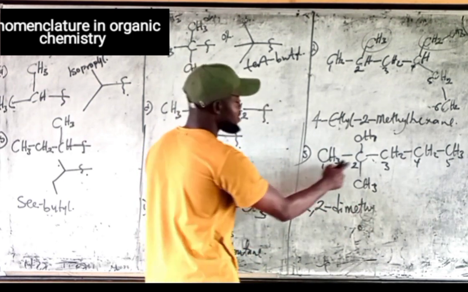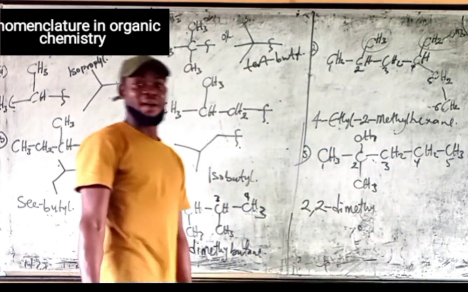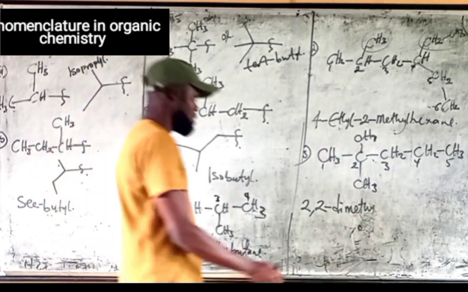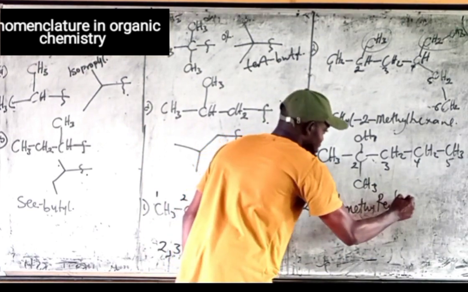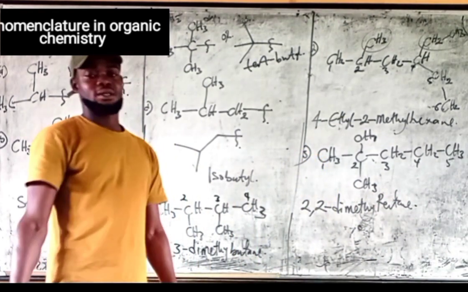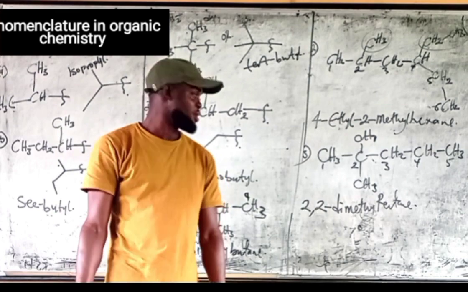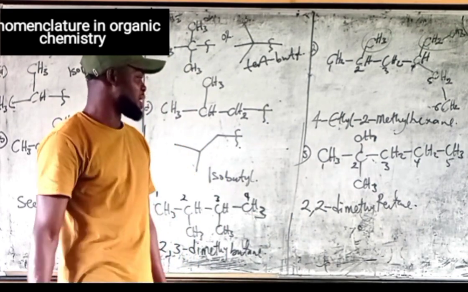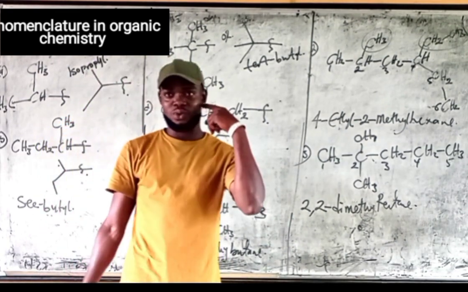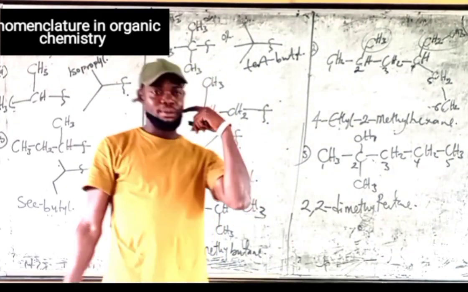And what's the full name? 1, 2, 3, 4, 5. And number 5, if you go and check, is pentane. Sorry, pentane. So this one is 2,2-dimethylpentane. That's what we call it now, 2,2-dimethylpentane.